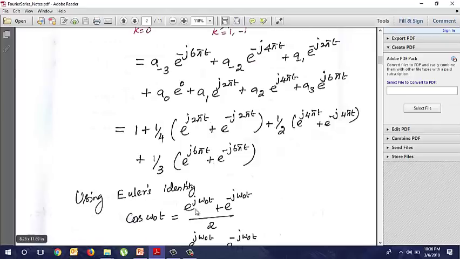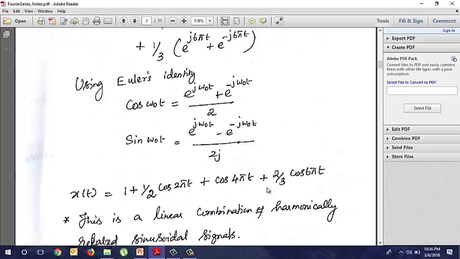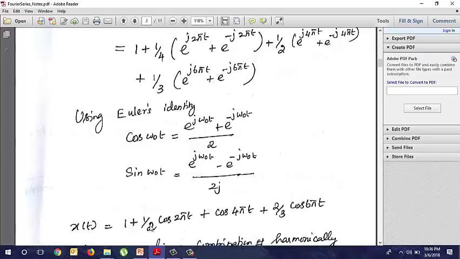Now using Euler's identity, e power j theta plus e power minus j theta by 2 is equal to cos omega naught t. So each term will become 2 cos omega naught t. Now you can write this as 1 plus 2 cos 2 pi omega naught t. Here already you have 4, so 2 into it becomes 1 by 2. Similarly here you have 2, that 2 got cancelled, so you have cos 4 pi t, and then here you have 3, so 2 by 3 cos 6 pi t.